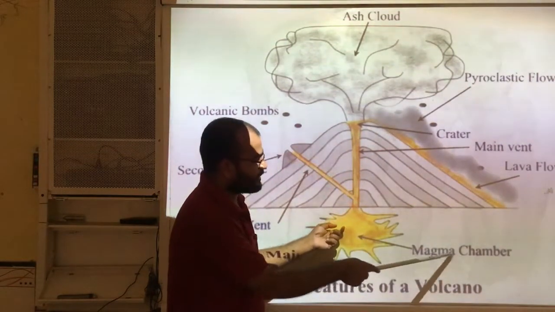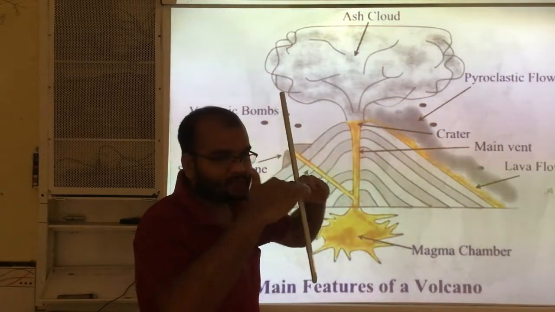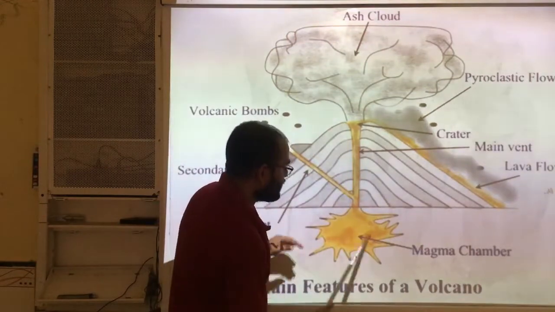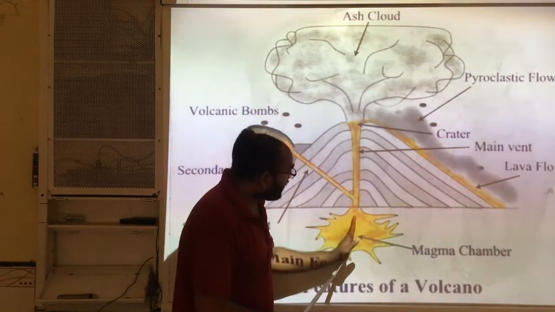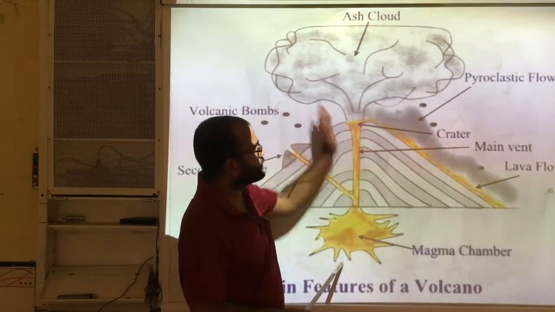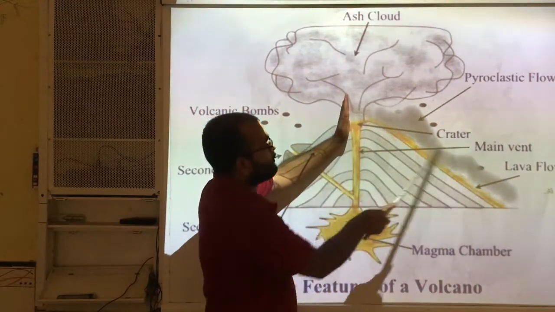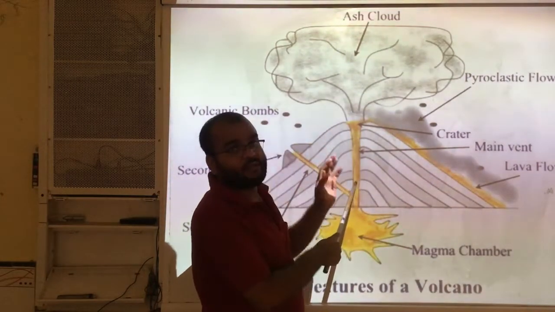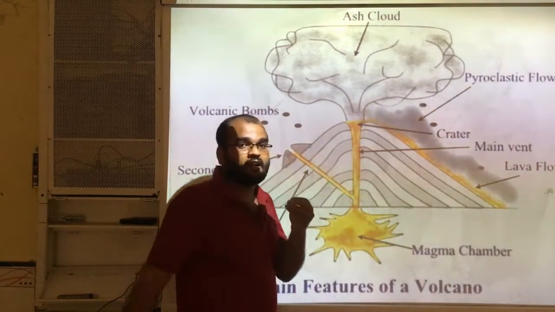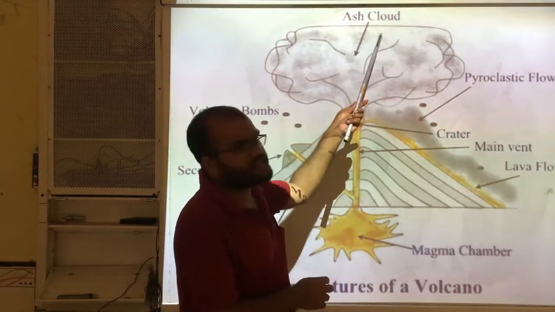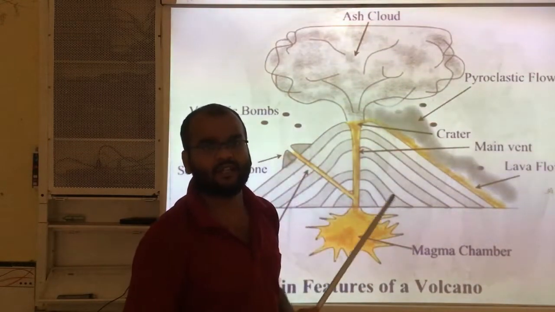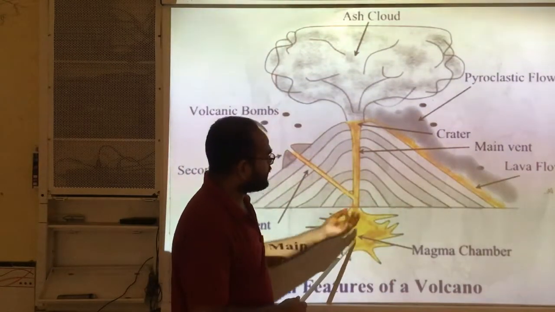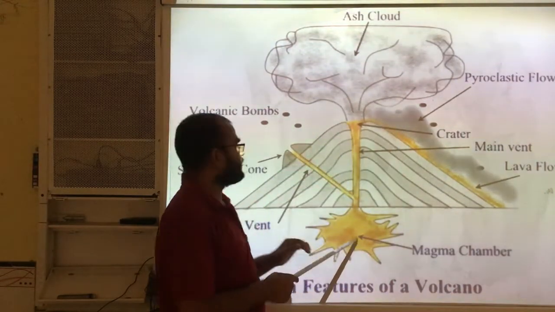From this magma chamber, whenever the earth plates are moving, high pressure will be created. Then the hot liquid will come outside through this main vent. Before the arrival of the lava, so much ash will come. Ash, dust, smoke, all will come. After that, suddenly the lava comes outside.